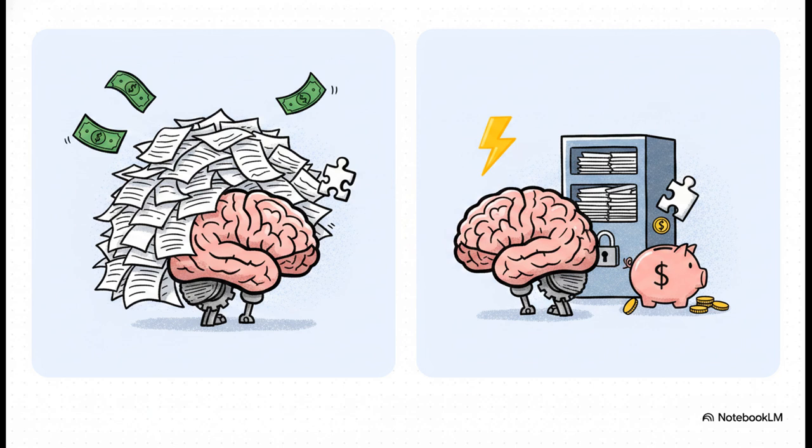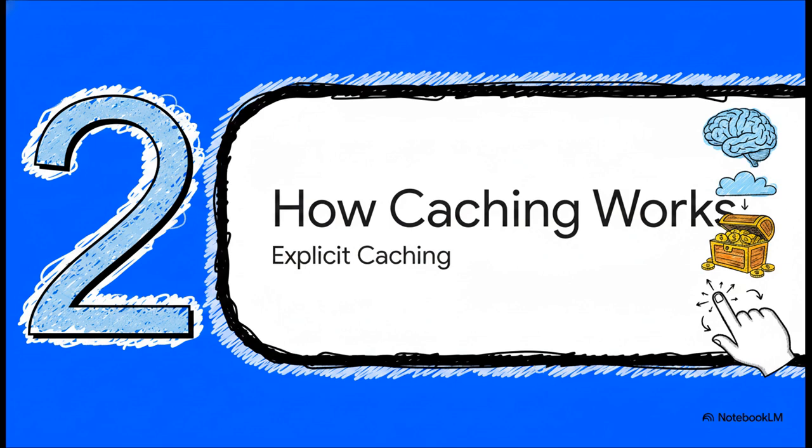But with cache processing, the API actually stores your massive background context server-side. It treats it as a reusable prefix, meaning it only has to process the tiny new query. It's faster, it's more coherent, and it is explicitly designed to save you a fortune. Which brings us nicely to Section 2, how context caching works.